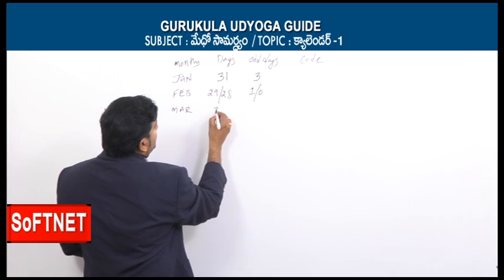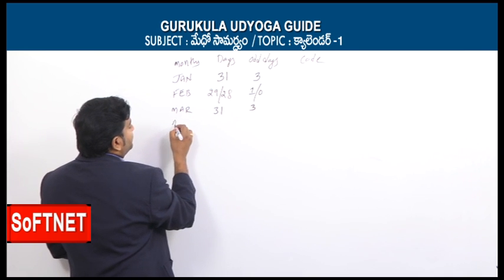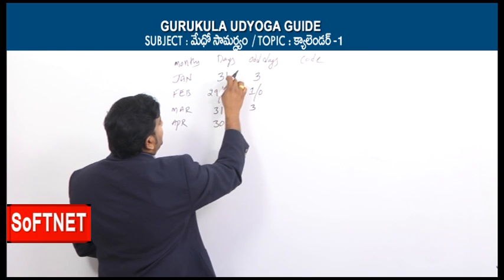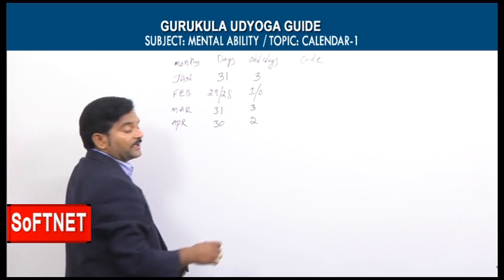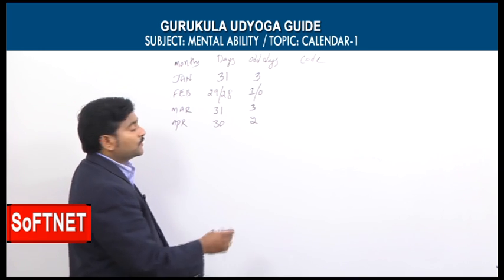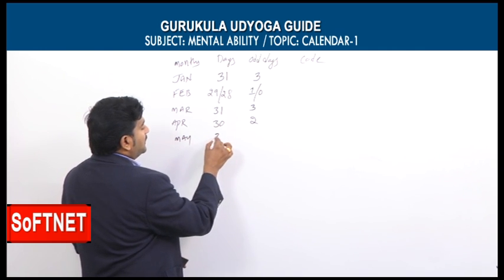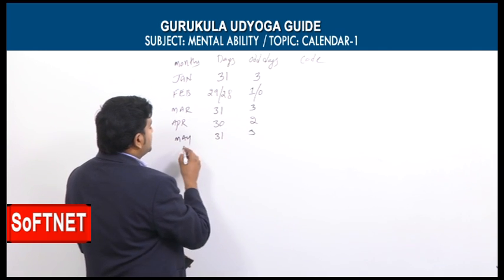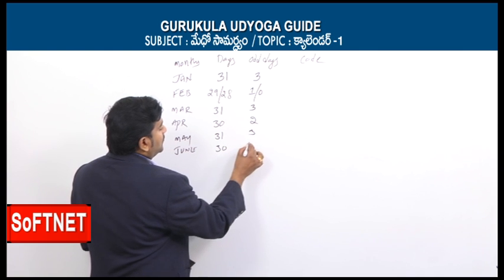March also has 31 days, which means 3 odd days. Similarly, April has only 30 days. If it is 31, we have 3 odd days. If it is 30, we have only 2 odd days. Similarly, May has 31 days, which includes 3 odd days. June has 30 days, 2 odd days.